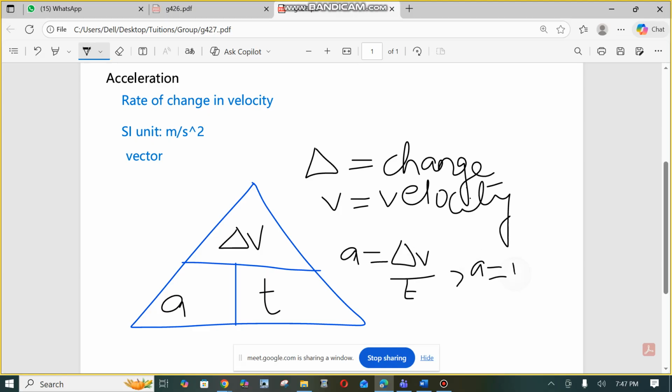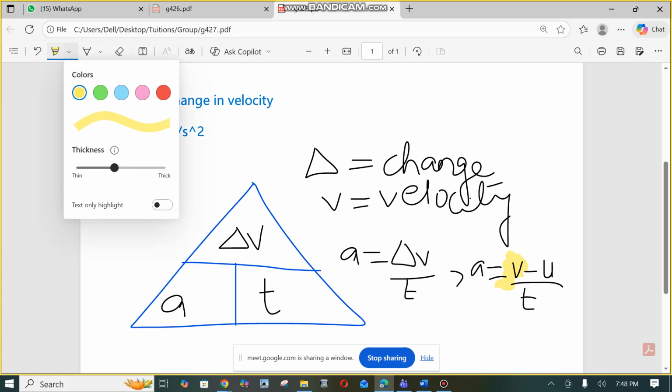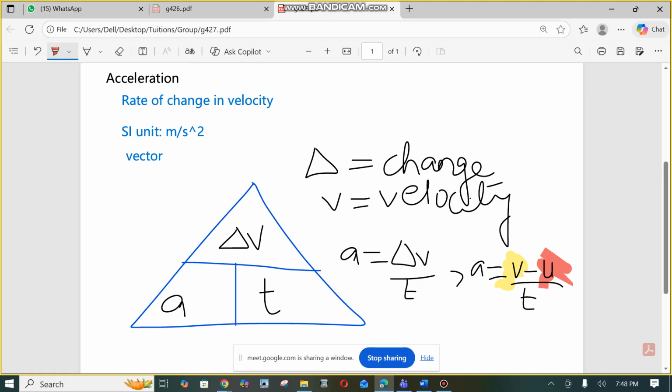or I can say acceleration is the final velocity minus the initial velocity divided by the time, where this yellow highlighted small v is the velocity later on, which is the final velocity. The u, which I've highlighted in red, is the initial velocity, which is the starting velocity.